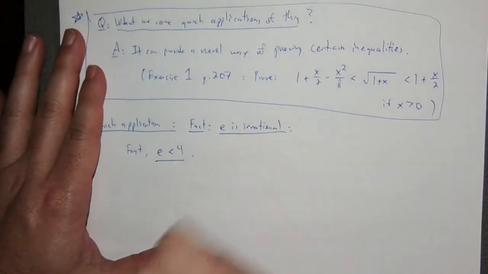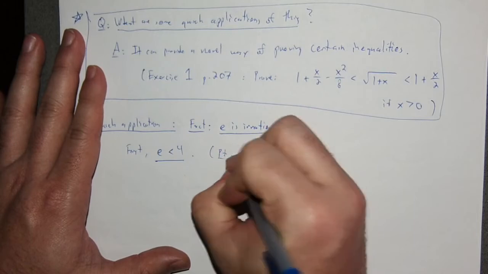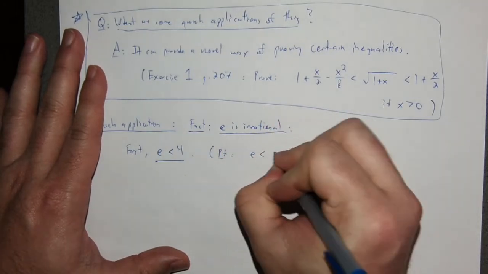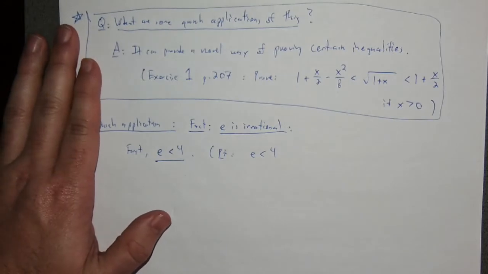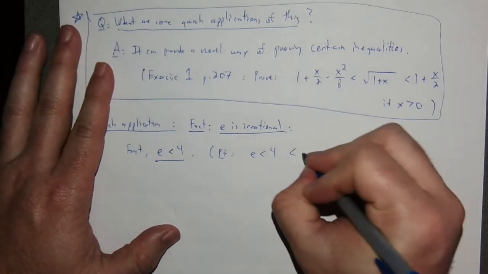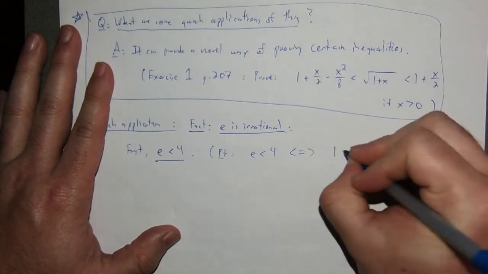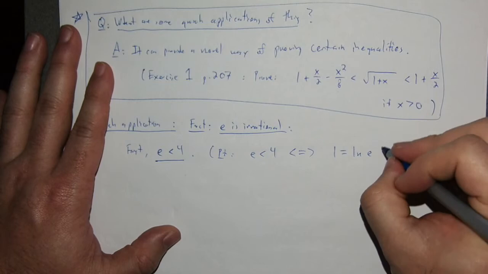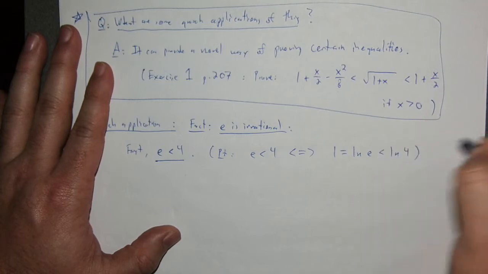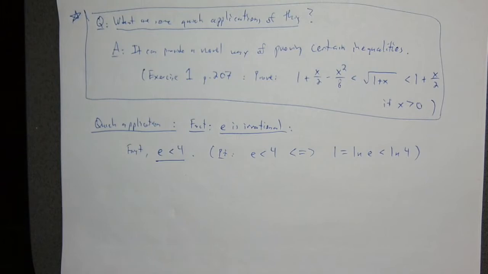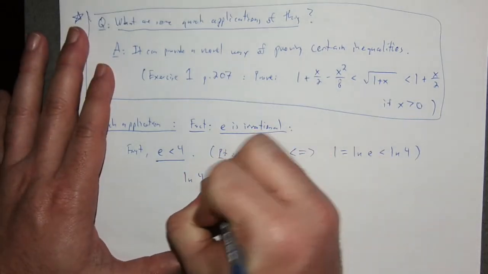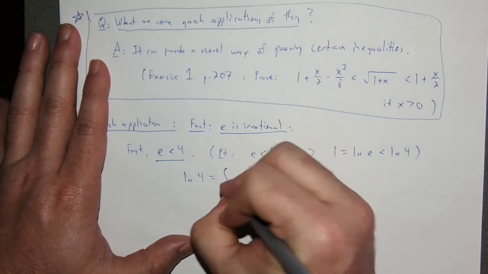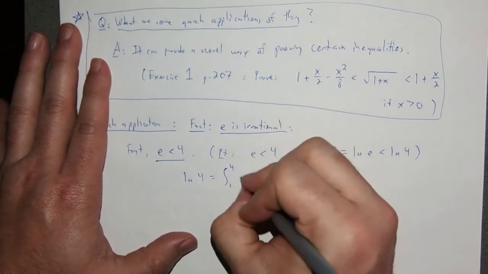Okay, how do I know that? A quick proof: by definition of e, and the fact that the natural log is strictly increasing, e is strictly less than 4 if and only if 1, which is the natural log of e, is strictly less than the natural log of 4. So e is strictly less than 4 exactly when the natural log of 4 is greater than 1. But the natural log of 4 is just the integral from 1 to 4 of 1 over t dt.